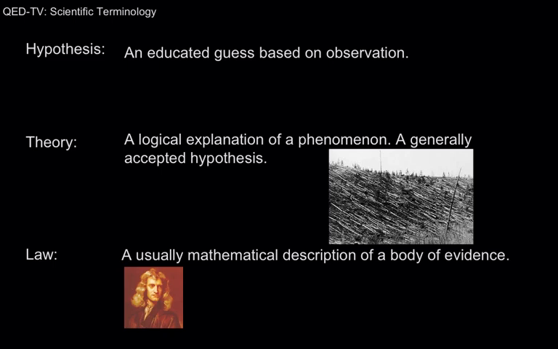A law is usually a mathematical description of a body of evidence. So we have things where we can use math to see how things work, but not necessarily explaining why things work. The reason I have a picture of Isaac Newton here is because Isaac Newton did a lot of math thinking about gravity. He wrote a book called the Principia Mathematica, and in this book he wrote his three laws, giving some mathematical facts and explanation about gravity.